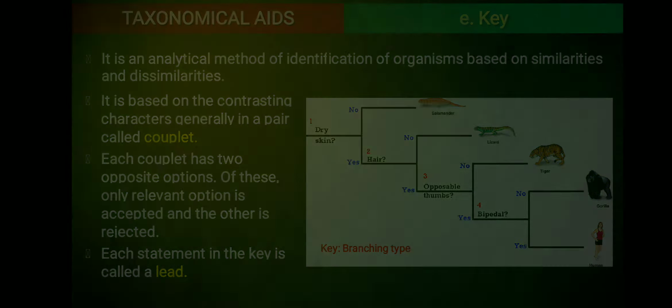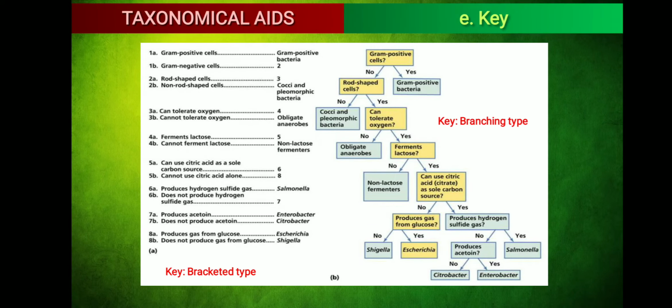Now if you see further about a key, for example, if you take bacteria, gram positive cells. If they are gram positive and rod shaped, then we can say no to cocci and pleomorphic bacteria. Rod shaped, can it release oxygen? No, then it is called obligate anaerobes. Yes, then does it ferment lactose? If it ferments lactose, can it use citric acid as a sole carbon source? No, then we call it non-lactose fermenters.